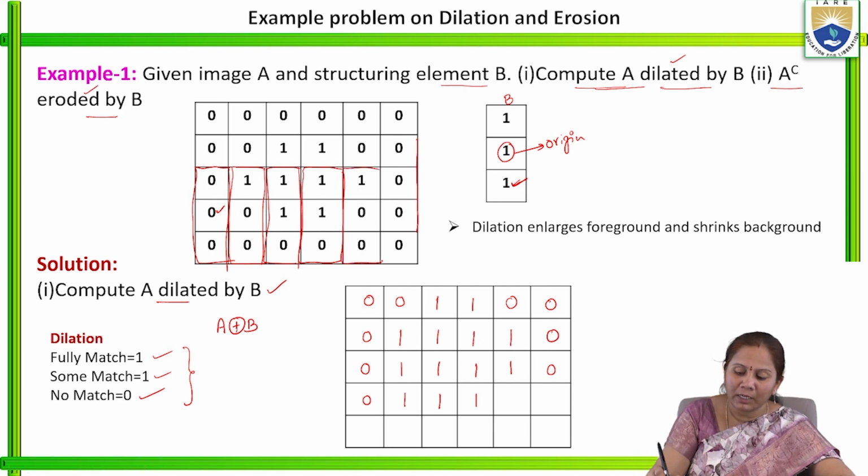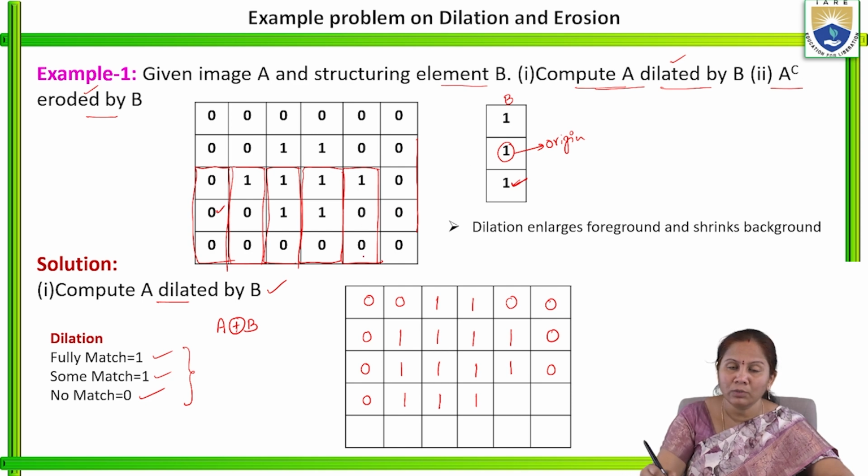To find the next value, shift the mask. So 1, 0, 0. If we compare this to B, we have at least one match. That is, the first element is matched. So we can keep the output value as 1. Similarly, after shifting the mask, all are ones here in B, whereas here all are zeros. So no match is there. We can keep the output value as 0.